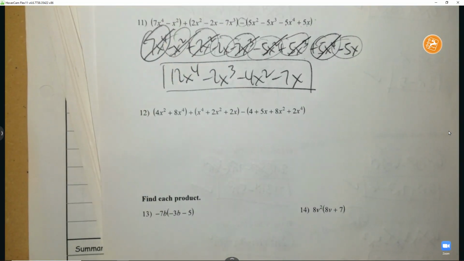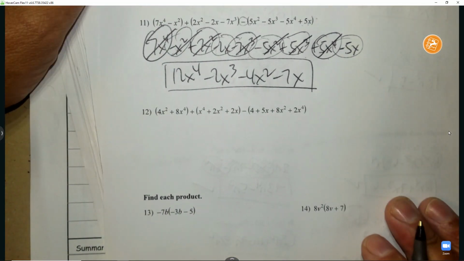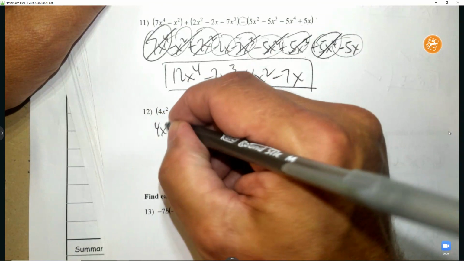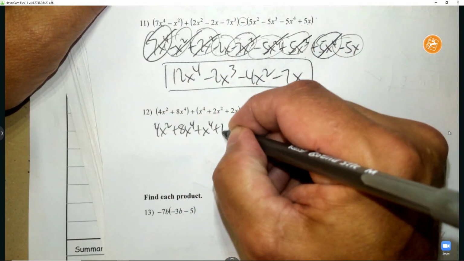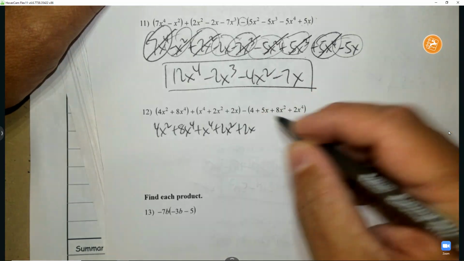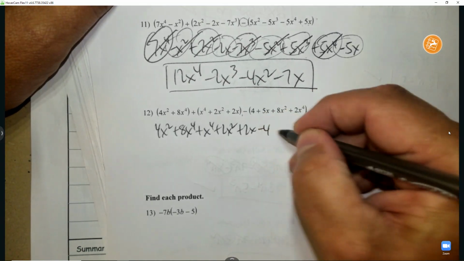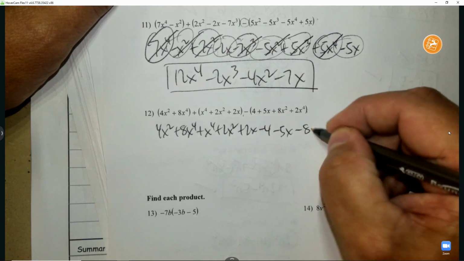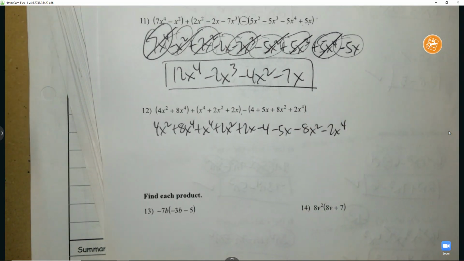All right, last homework question. So I want you to try first, then press play to see if you did it right. And you finished your homework. I'm so proud of you. So if it's positive in front, we just copy. Now, remember that subtract sign. Everything that follows, the sign's going to change. So it's going to be negative 4, negative 5x, negative 8x squared, negative 2x to the 4th. They all become negative. Again, press pause and try.